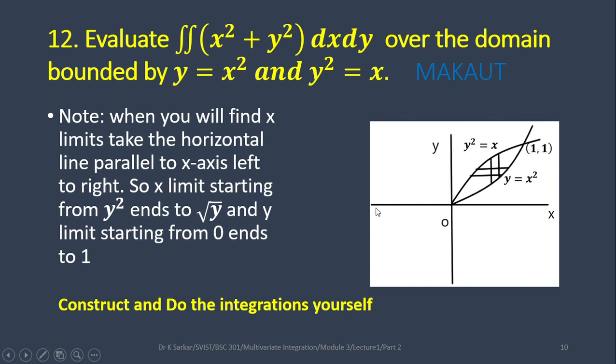So in this way, if you change the order and you would like to find the y limits, take the vertical strip, bottom to top. At the bottom, the value of y is x square, and at the top, the value of y is square root of x. So in this way, you work out both the integrals and find the result.